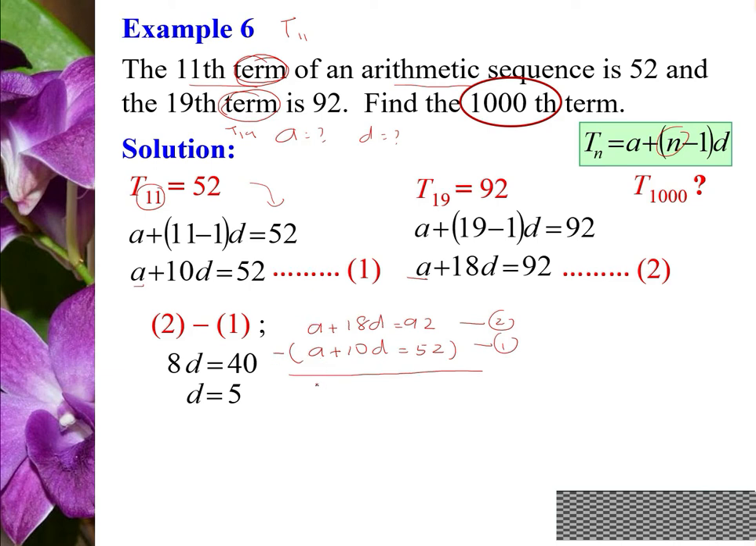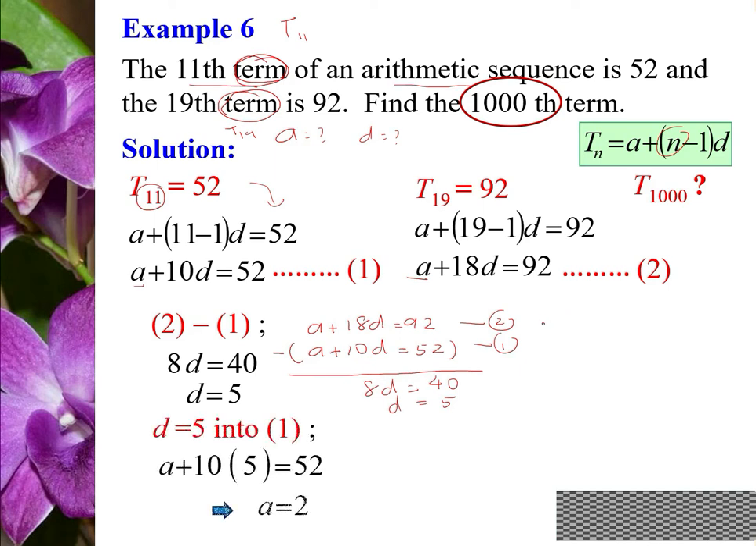A minus A is just 0, 18 minus 10, you get 8D here, 92 minus 52, you get 40. So from here, you can just divide everything by 8, and that's where you get the answer D as 5. And then, to find the value of A, you can just simply substitute in D equal to 5 into the first or the second equation. Let's say you substitute in the first equation, and you get your value of A, which is 2.